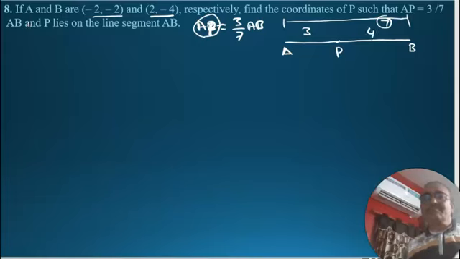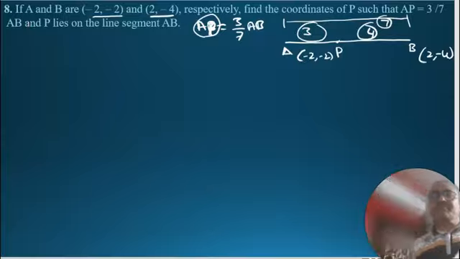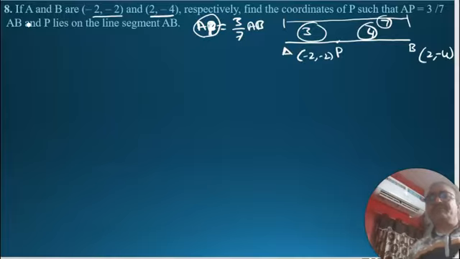It is nothing but this particular P divides A(-2, 4) and B(2, -4) in the ratio 3:4. That is the meaning. Now we should find the coordinates of P, x comma y.